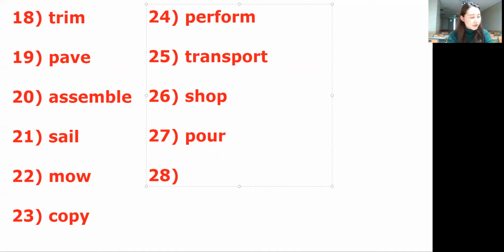28. Shade. So I think students are pretty familiar with this word, shade, or it could also mean a blind, right? Shade. 29.